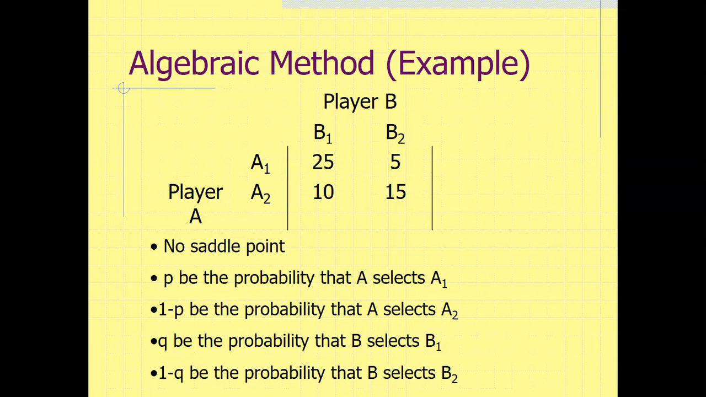Accordingly, if player A plays strategy A1 for a certain time T1, then he would play his second strategy A2 for the remaining time 1 minus T1. Similarly, if player B plays strategy B1 for the time T2, then he would play his second strategy B2 for the remaining time 1 minus T2. The total time for playing is taken as unity.